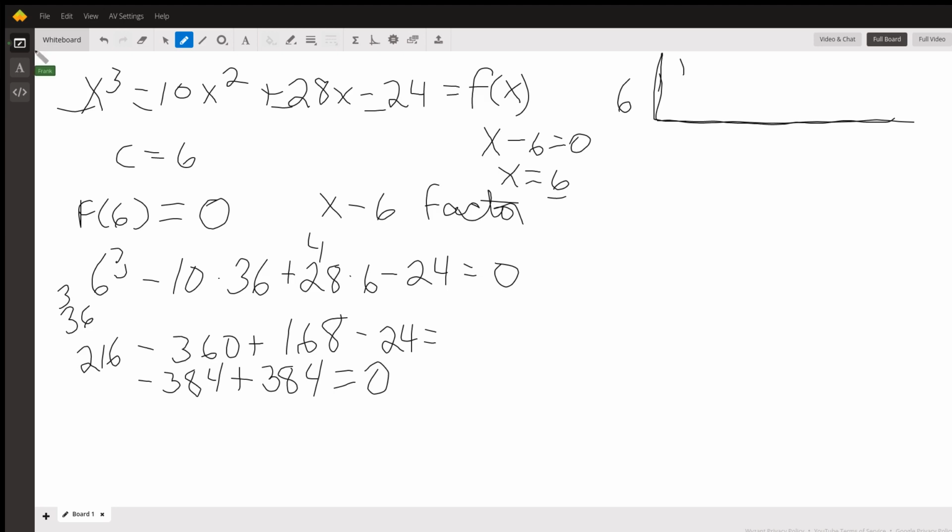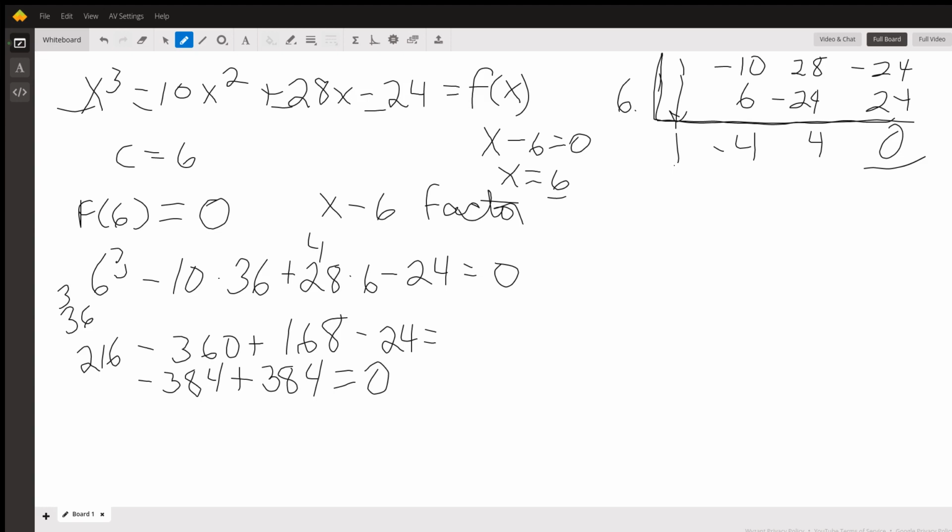So it's 1, negative 10, 28, and minus 24. I'll take the first one all the way down here, so it's 1. 6 times 1 is 6. Negative 10 plus 6 is negative 4. 6 times negative 4 is negative 24. 28 minus 24 is 4. 6 times 4 is 24. 24 minus 24 is 0. As expected, the last number will be 0 because x equals 6 is a zero.